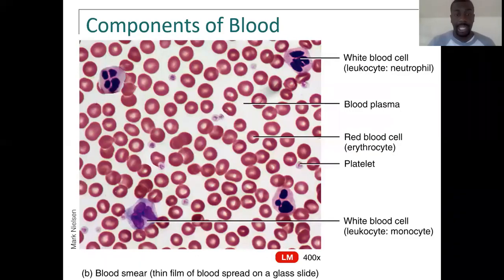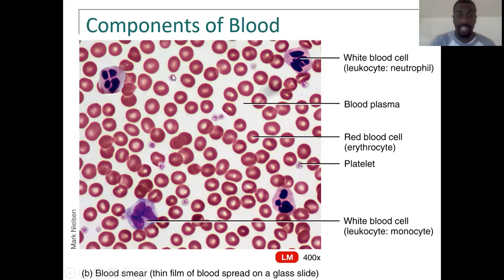Okay, so when we look at a blood smear slide, and you guys have seen this already in lab, you're going to see a bunch of red blood cells all scattered throughout your slide here. You're going to see a number of white blood cells like we see all over here. And then you're going to see some of these smaller little components, these small little dots. These are all of the platelets.